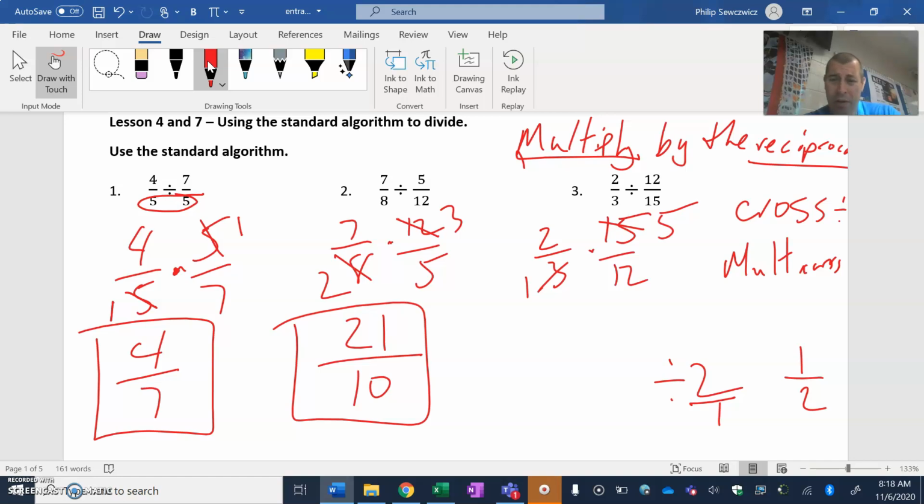I always start with the smaller number here, and the only number you can divide by is 2. Remember, we can't use a 1. So 2 divided by 2 is 1. 12 divided by 2 is 6. Now we can multiply across. 1 times 5 is 5. 1 times 6 is 6.